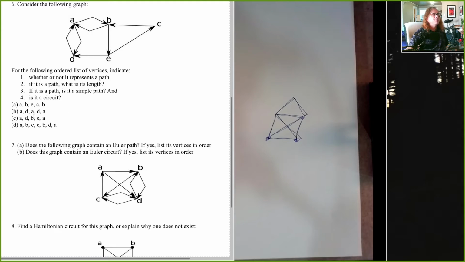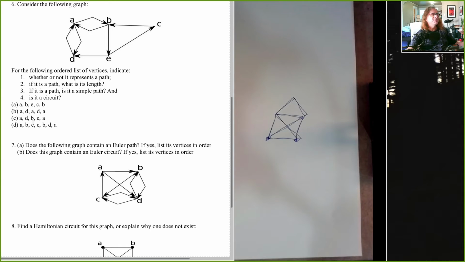All right. Question B, A to D, and then back to A, and then back to D, and back to A. So we're basically going around here twice. Okay. It's definitely a path, right? We got connectivity. It's a length of 4, right? So the length is the number of edges that you travel across. It's like a distance measure, so that's 4. But it's not simple because we're crossing edges more than once, but it is a circuit. Most people got that it is a circuit.